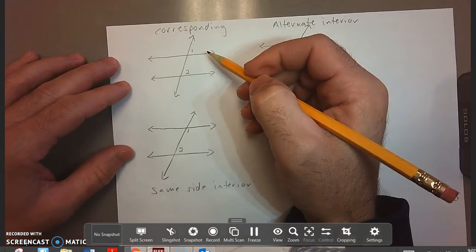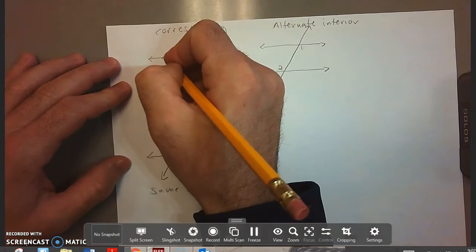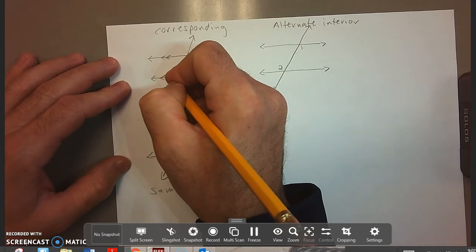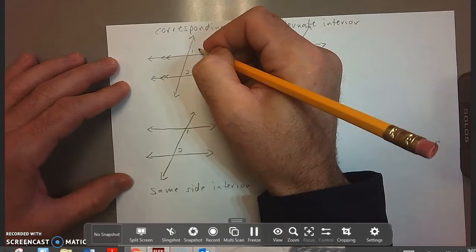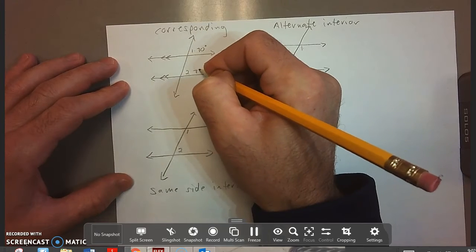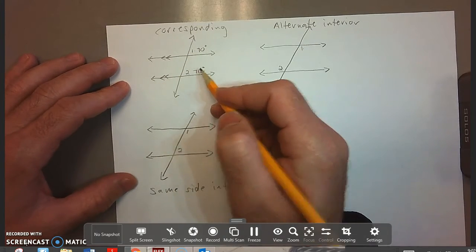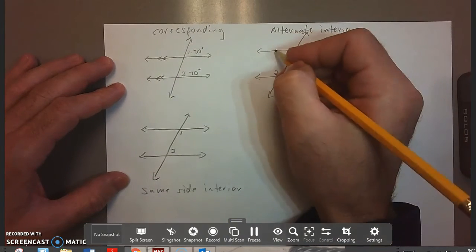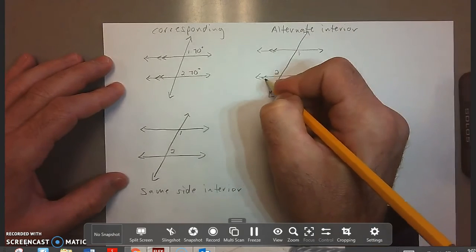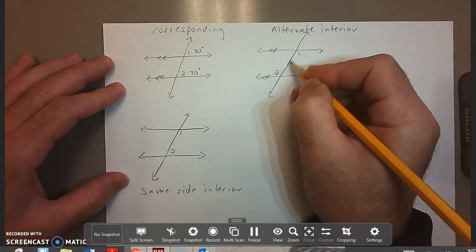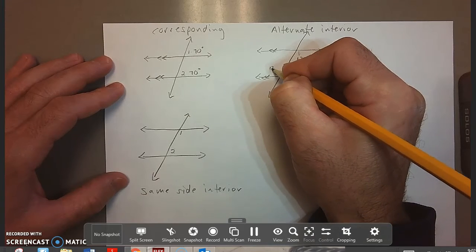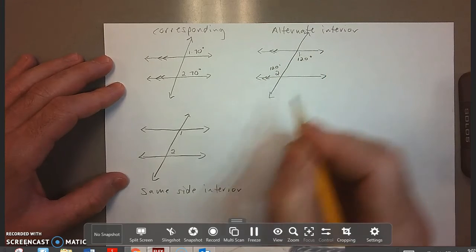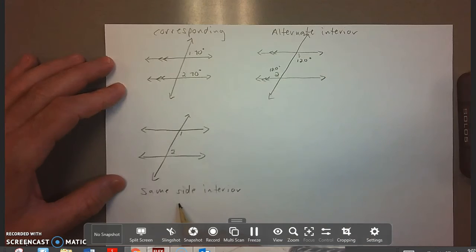When we go back to our corresponding angles, if the lines are parallel, so I'm marking them parallel, my corresponding angles would be equal. So for instance, they would both be 70 degrees, and I'm just estimating that angle. Alternate interior, if the lines are parallel, then my alternate interior angles are equal. So I'll just say they look around 120 degrees. They would be equal.